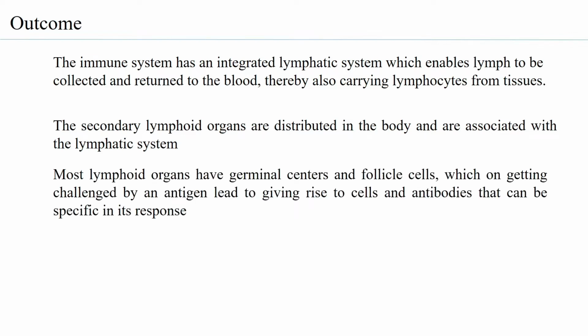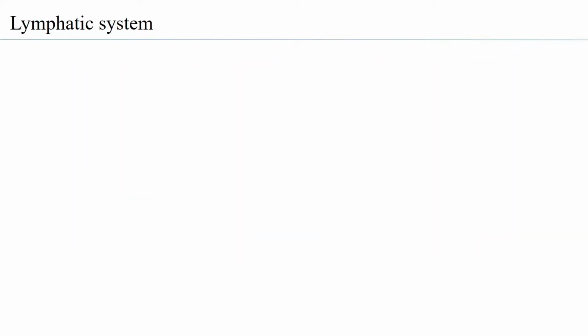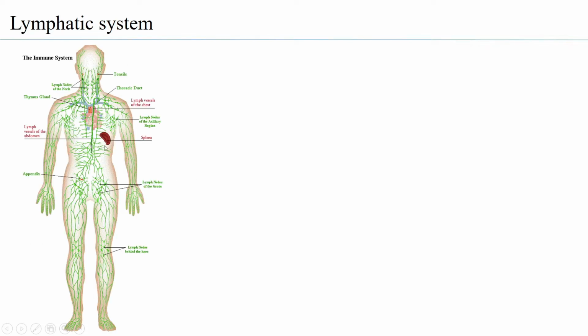Most lymphoid organs have germinal centers and follicle cells, which, on getting challenged by an antigen, lead to giving rise to cells and antibodies that can be specific in its response. These are responsible for both non-specific and specific immune response. Now let us look at the lymphatic system per se. One can say that this is a parallel system to the circulatory system.